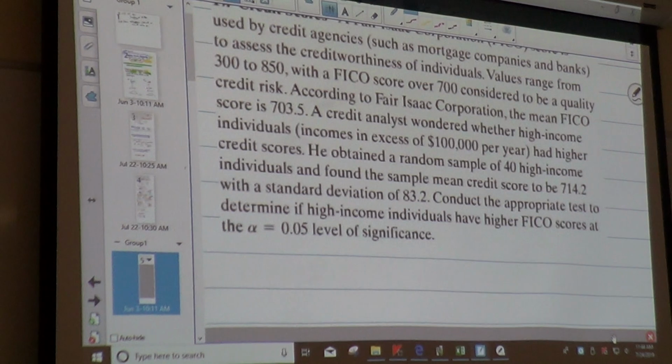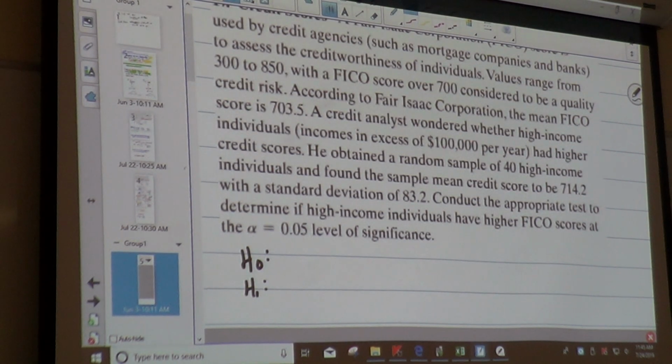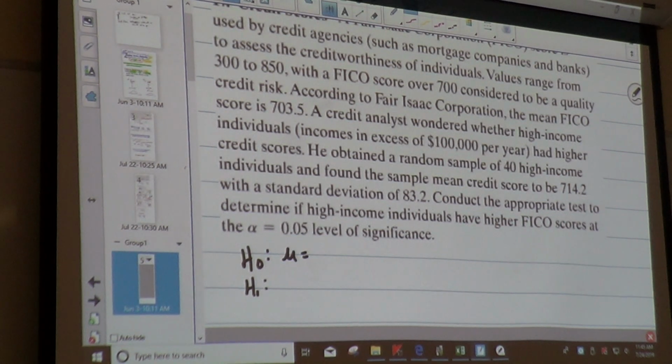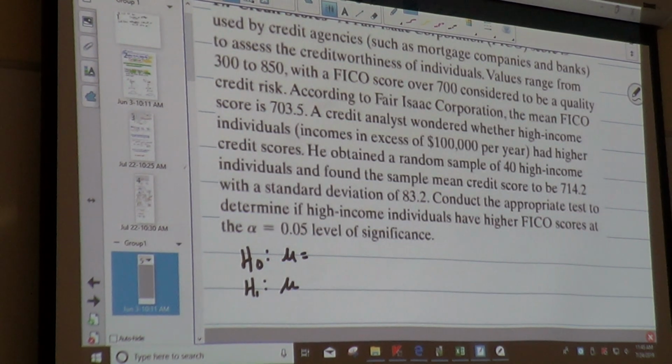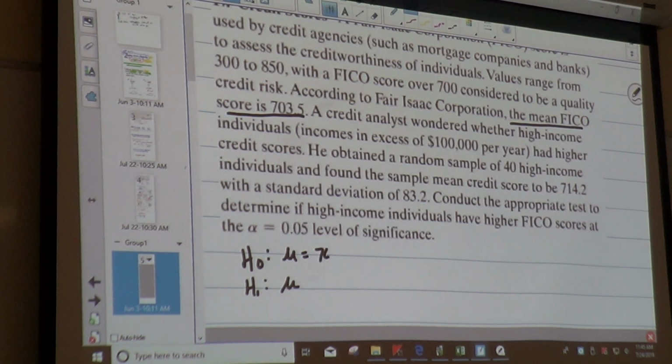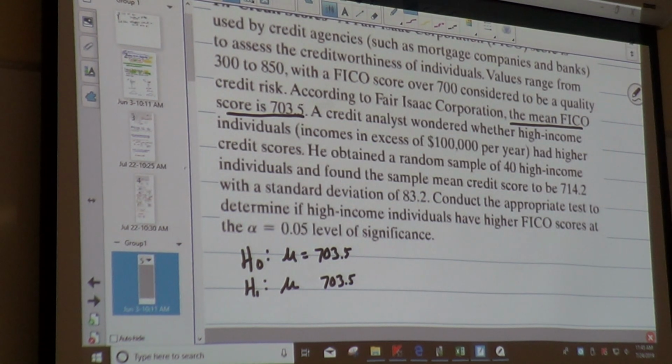First thing I want to do is get my H0 and my H1. We know the first one's going to be an equal. What is it saying that we're equal to? 703.5. The mean FICO score is 703.5. So now we have to figure out what is the one that we're doing a sample of. Well, that one is going to be greater than 703.5.